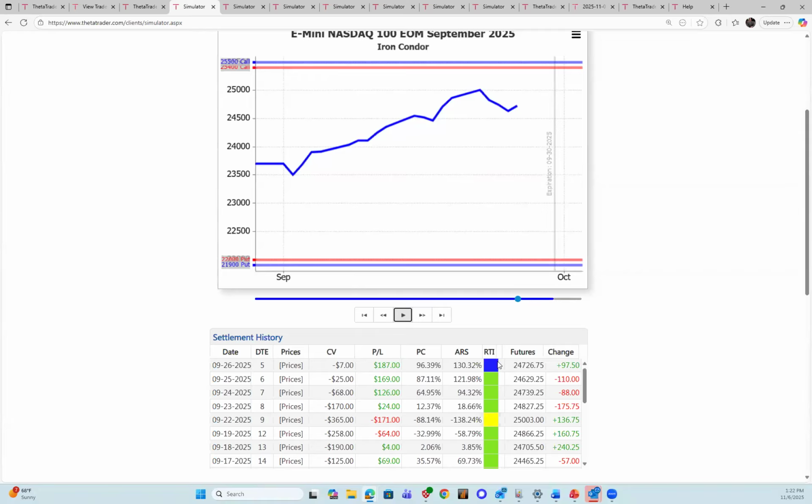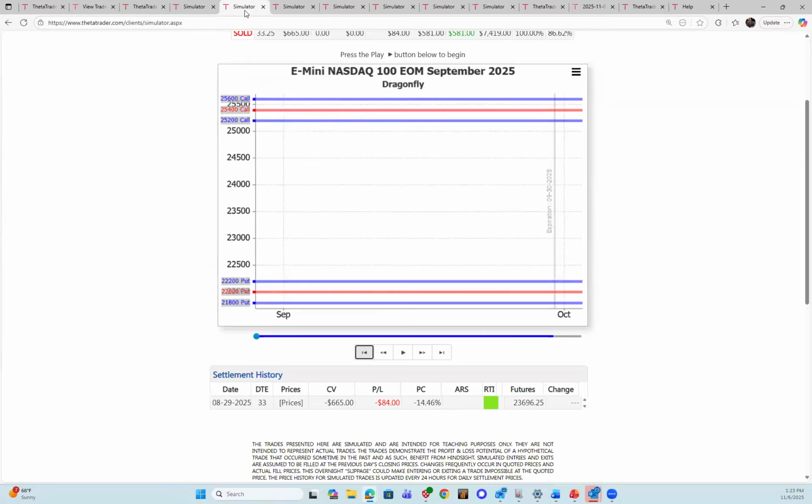So you do not have to monitor it. ThetaTrader will monitor this for you, and it can all be automated so that when you get a red or a blue signal, you'll be automatically closed out of your position. So remember this here, with 5 days till expiration, this condor essentially has a profit-taking signal, and this trade works well. And that's the NASDAQ end of month for September.